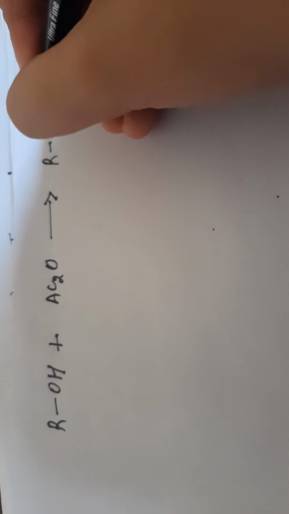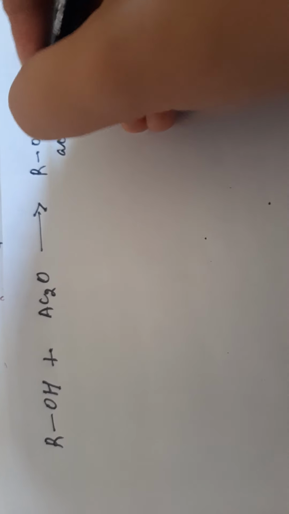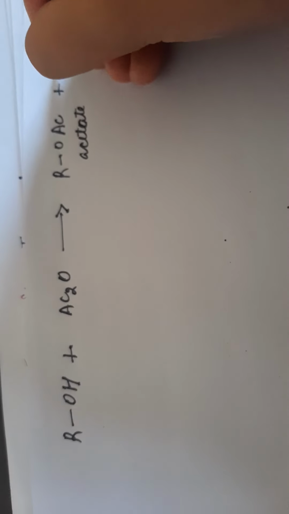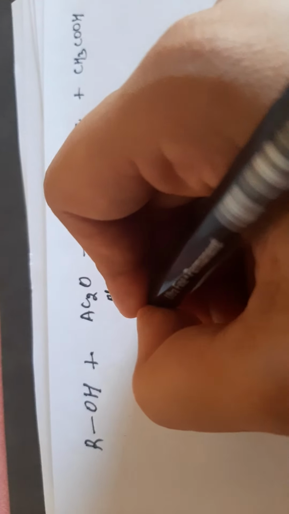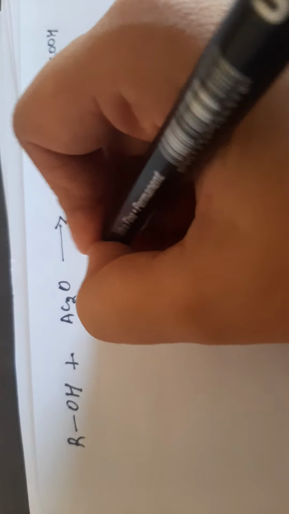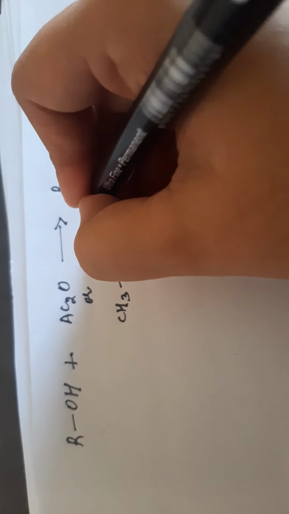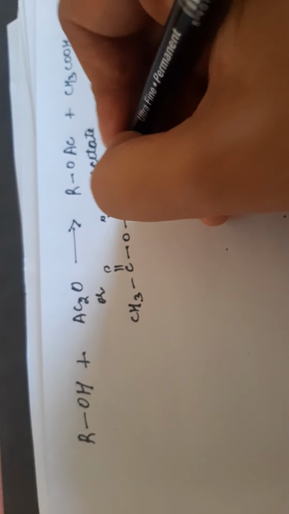So basically, suppose in our terpenoid the hydroxyl group is present, then when we treat the terpenoid having the hydroxyl group with acetic anhydride, the formation of acetate will take place plus acetic acid. Here your acetic anhydride is CH3 C double bond O, O, C double bond O CH3.